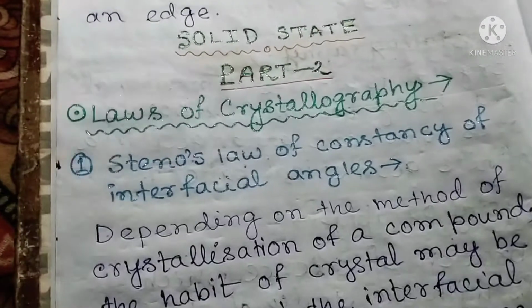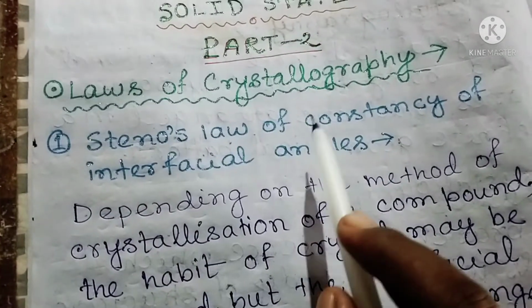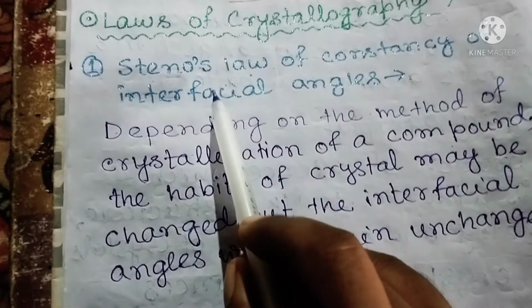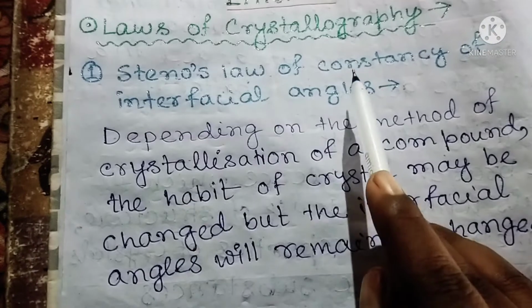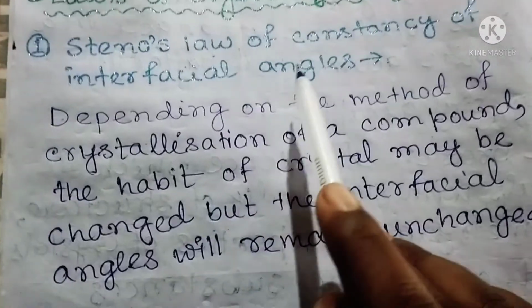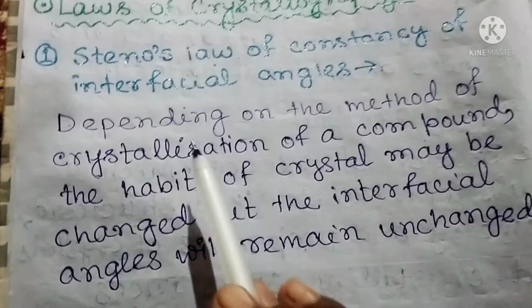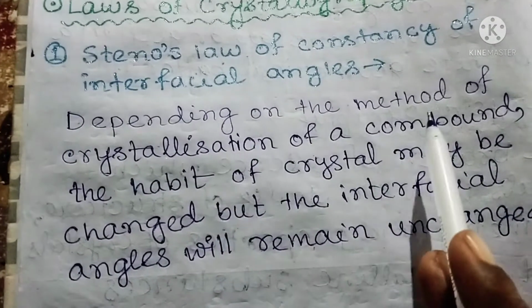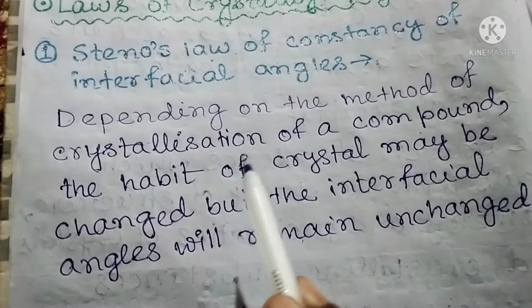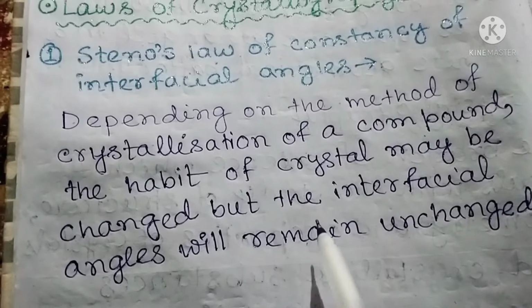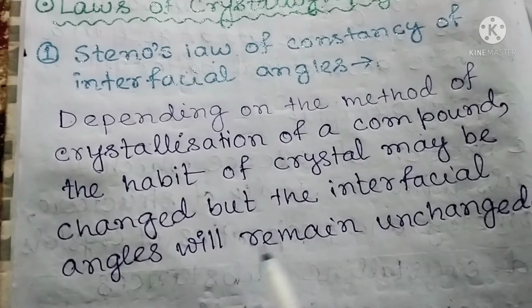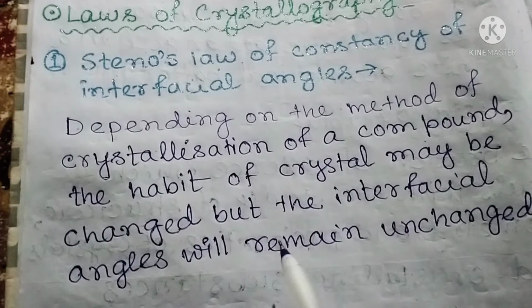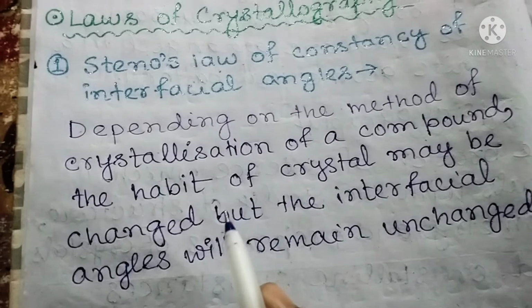First, we see the laws of crystallography. The first law of crystallography is Steno's law of constancy of interfacial angles. What is Steno's law? Depending on the method of crystallization of a compound, the habit of the crystal may change, but the interfacial angles will remain unchanged. This is Steno's law of constancy of interfacial angles.